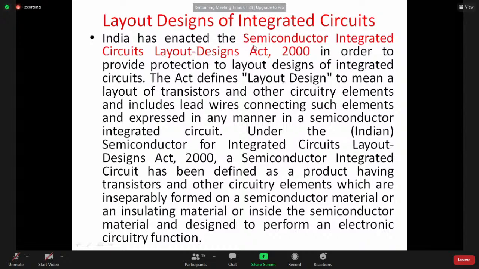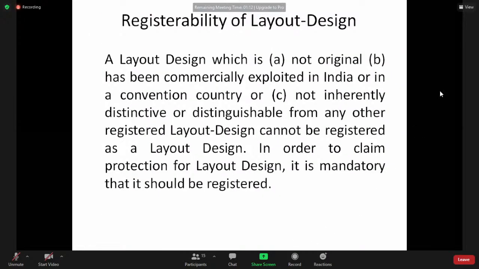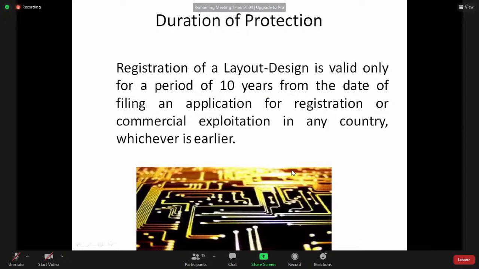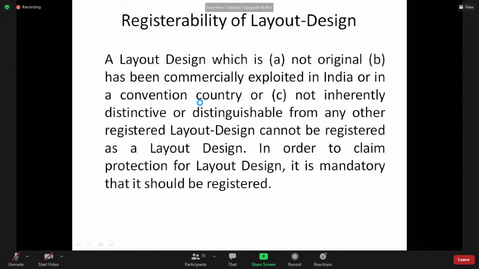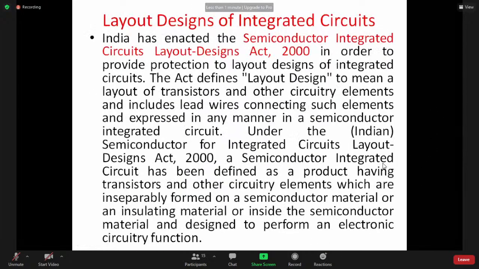So now we have the Semiconductor Integrated Circuit Layout Design Act 2000. It may be of interest, especially for people from computer science as well as IT. We can take another class for such type of registration, right? The duration is just 10 years for such things. So this I have completed, trying to finish within the time, because less than 1 minute is remaining.